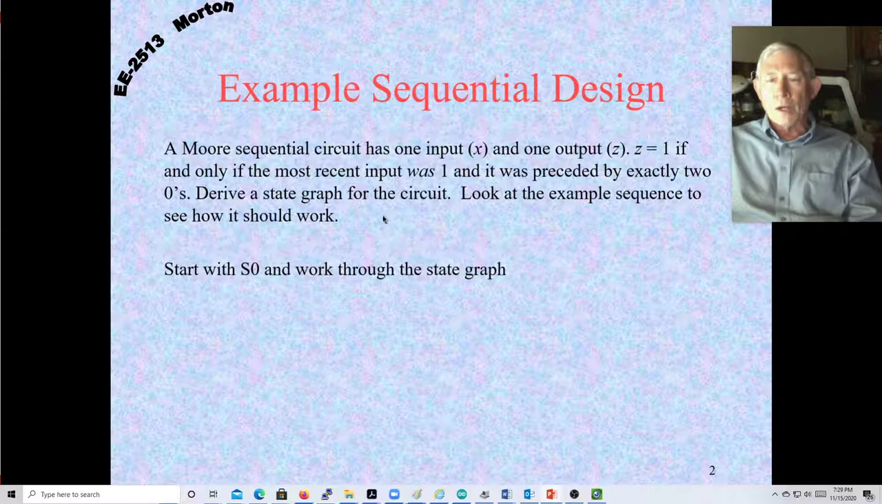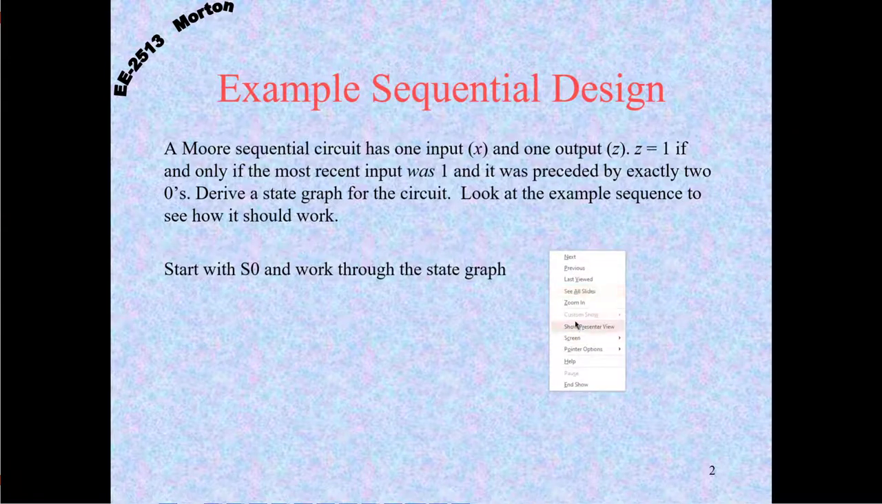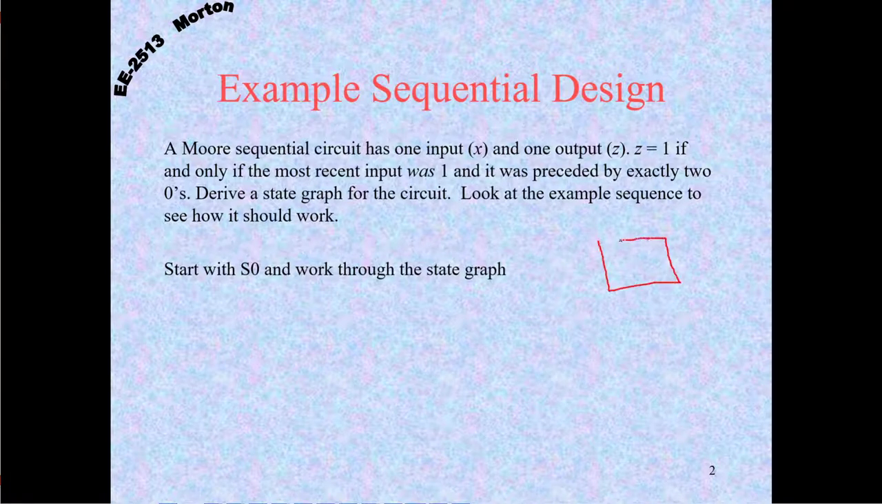We have a black box. We have one input X. Usually it is a good idea to draw a little black box. So here's our black box. And we have one input X and one output Z. So this is the output and this is the input.